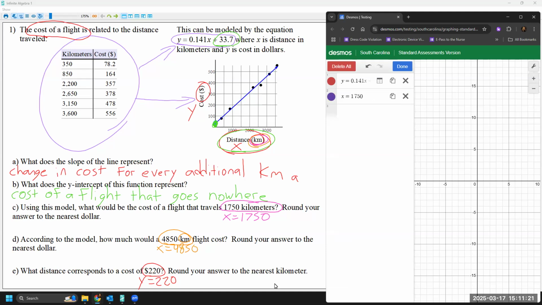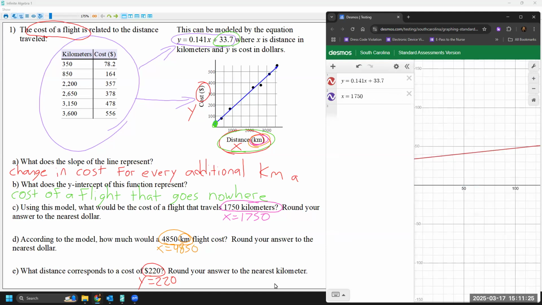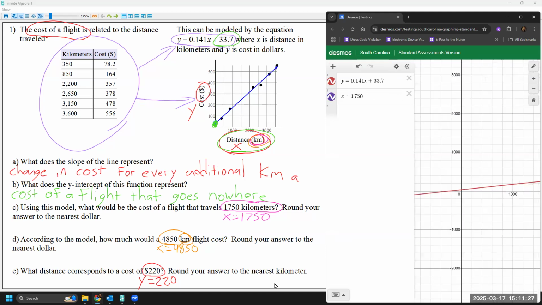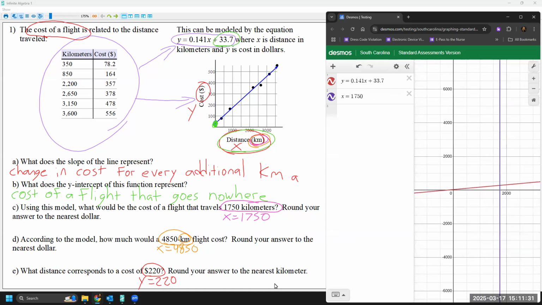Now, I don't see any lines because these are all really big numbers. So I'm going to zoom way out. There we go, to be able to see my lines. So I'm going to click right here, see where my lines cross, and I get two numbers. Now, one is the number I just plugged in. That's the X equals 1750. So the other number is the one I want.